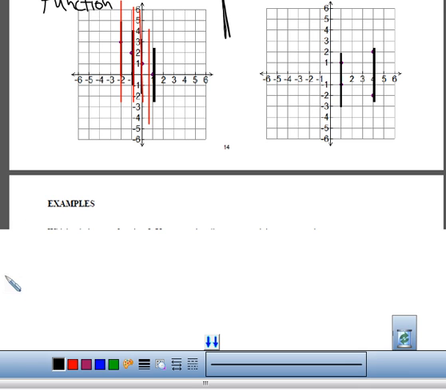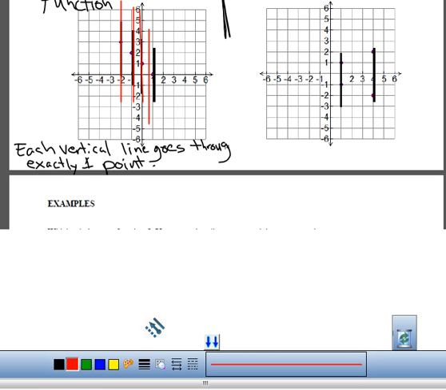And the reason why it is a function, because each vertical line goes through exactly one point. What that means is basically the same thing as the reasoning we did for the other one. Each input only has one output, and that's what it looks like.